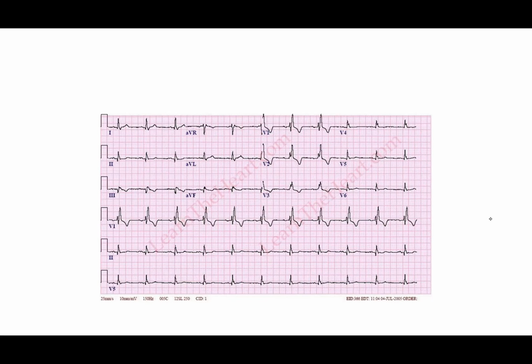Yeah, this guy got some what we call pathologic Q waves. This guy's had an old MI in the past. We're going to talk about that more when we get into MIs. But for right now, let's just identify the bundle branch block, okay? Just for practice.